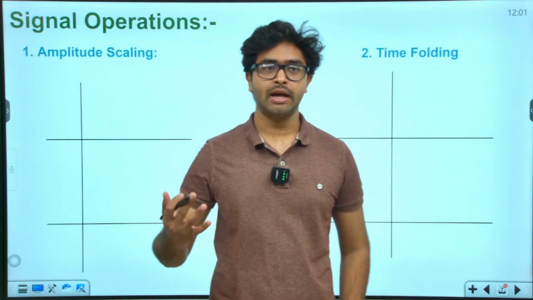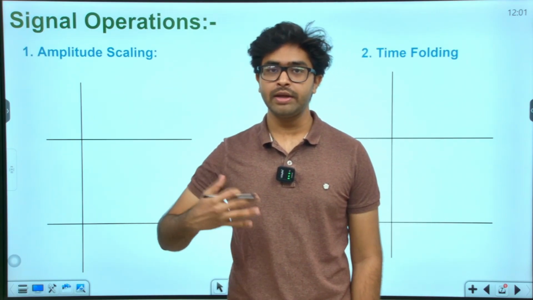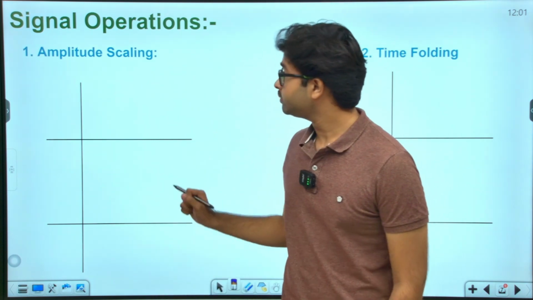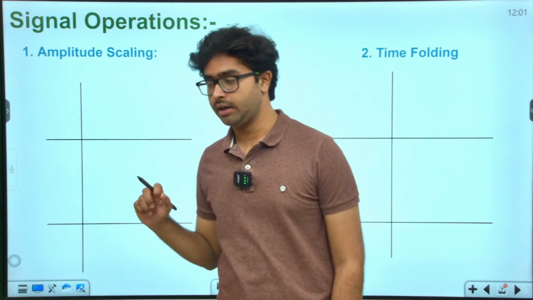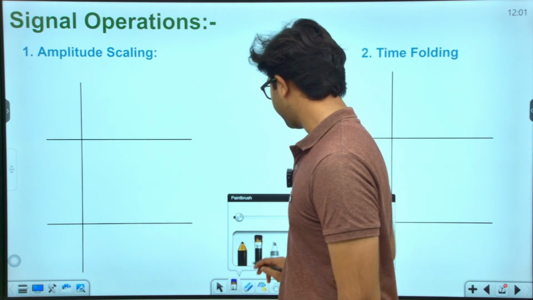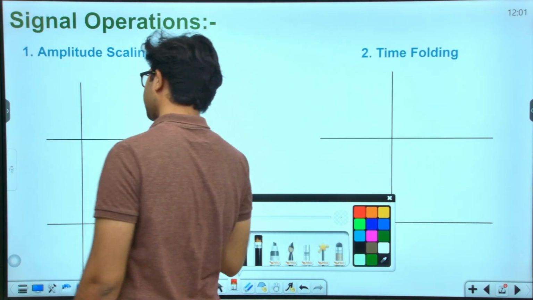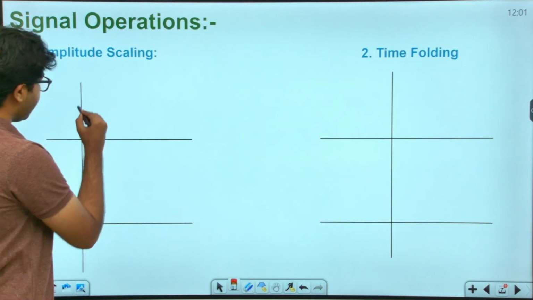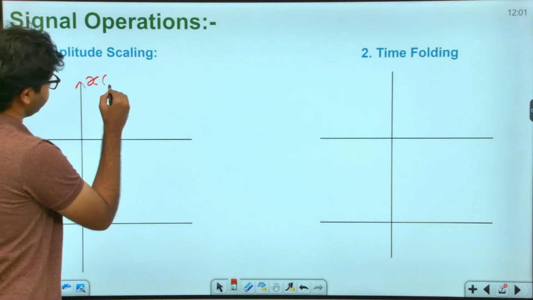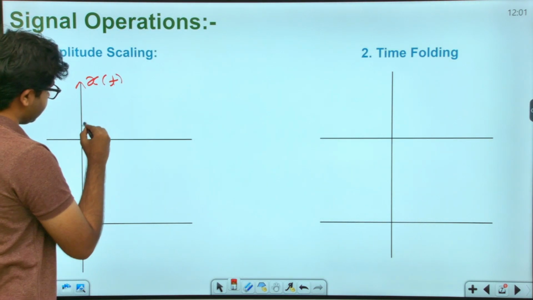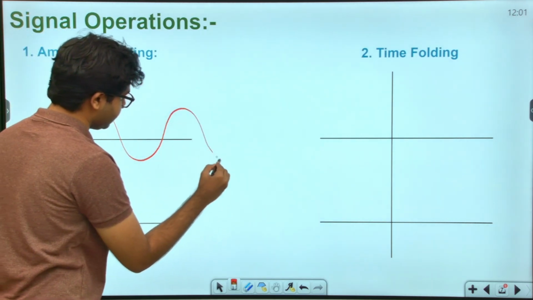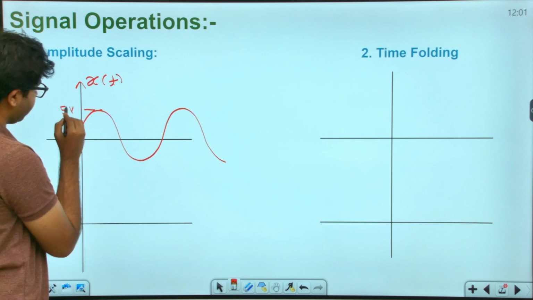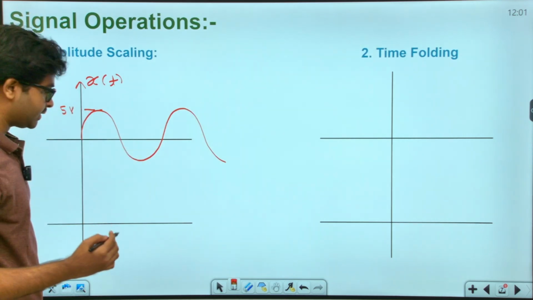Now next we will start with signal operations. There are various operations performed on signals. First is amplitude scaling. If I am having any sequence, let's discuss only the sine signal because it's easy to understand. If I am having x of t, the sinusoidal curve, and let's say its amplitude is 5 volt. Amplitude scaling.